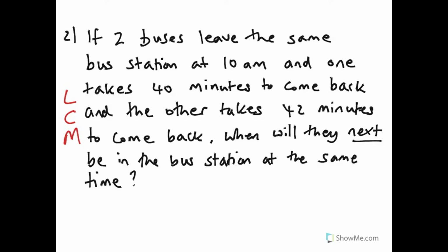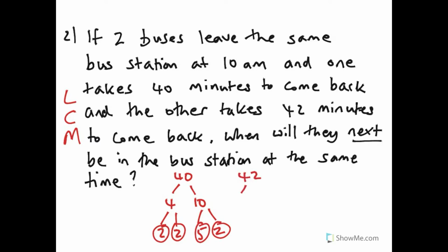Prime factor tree for 40 and 42. Let's start with 40. 4 times 10. Circle any primes that you see. There's 2 primes. There's 2 more. 5 times 2 is 10. Those are the primes for 40. Now we need the primes for 42 as well. So we've got 7 times 6. There's a prime. And then that's 3 multiplied by 2. So those are the primes for both numbers.